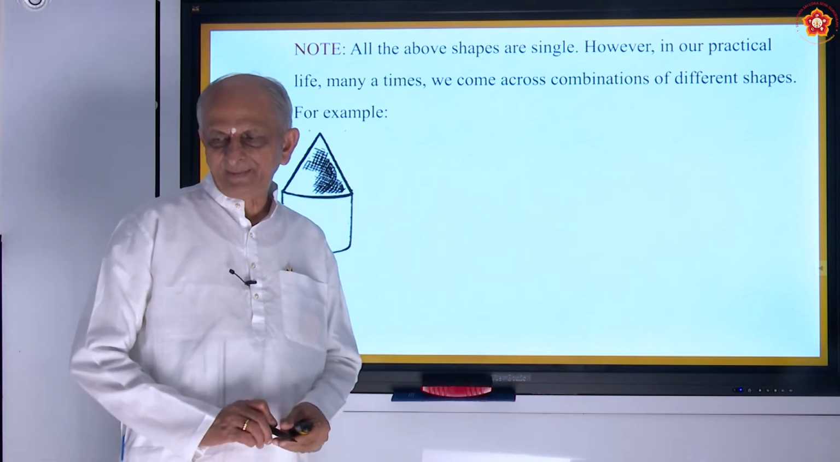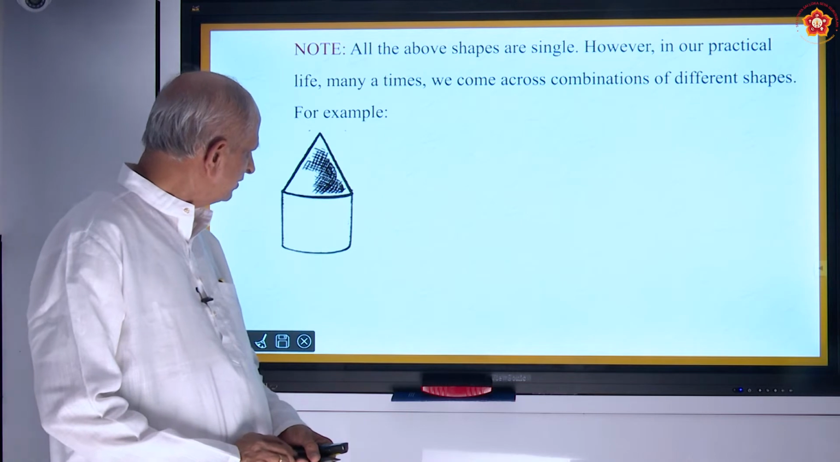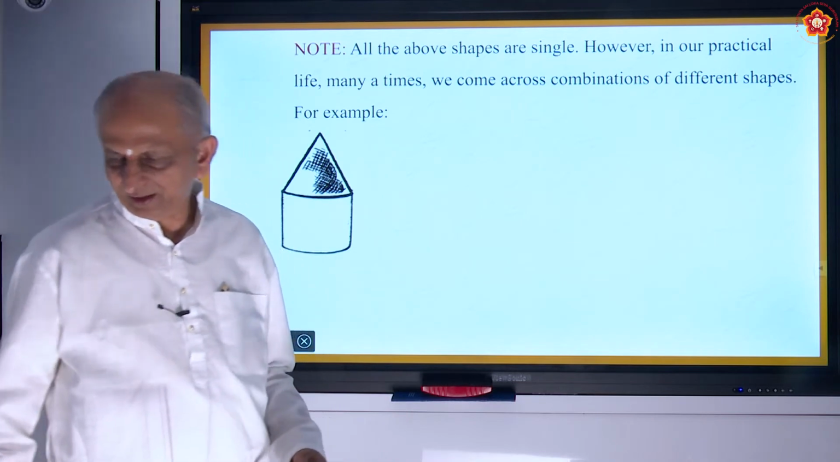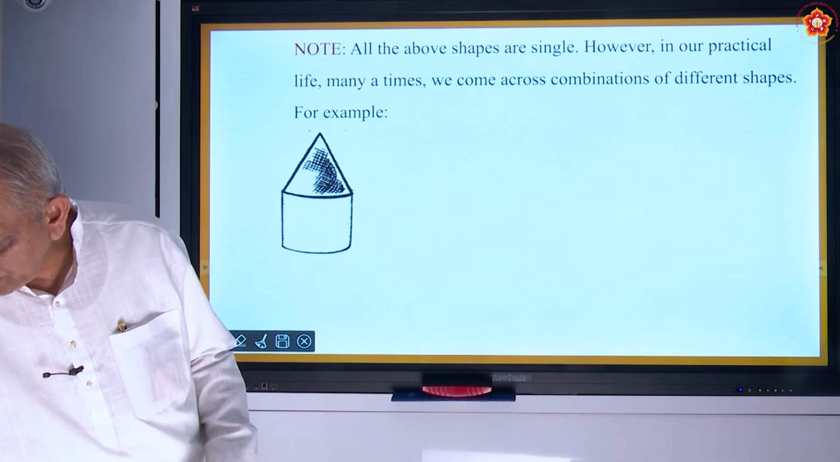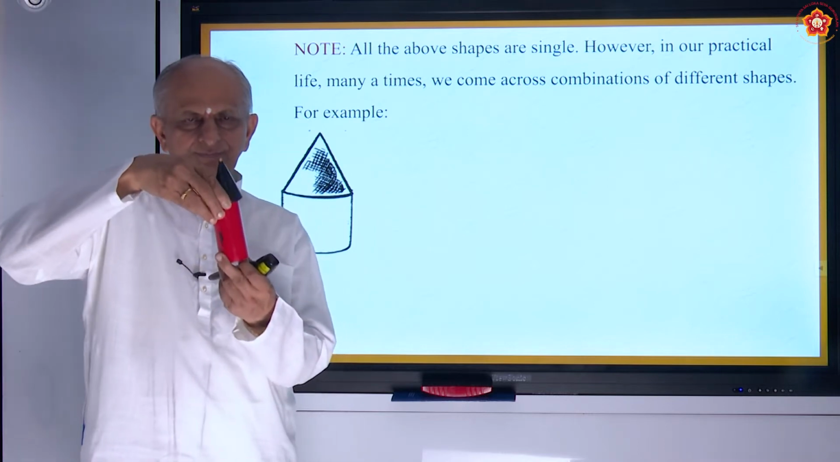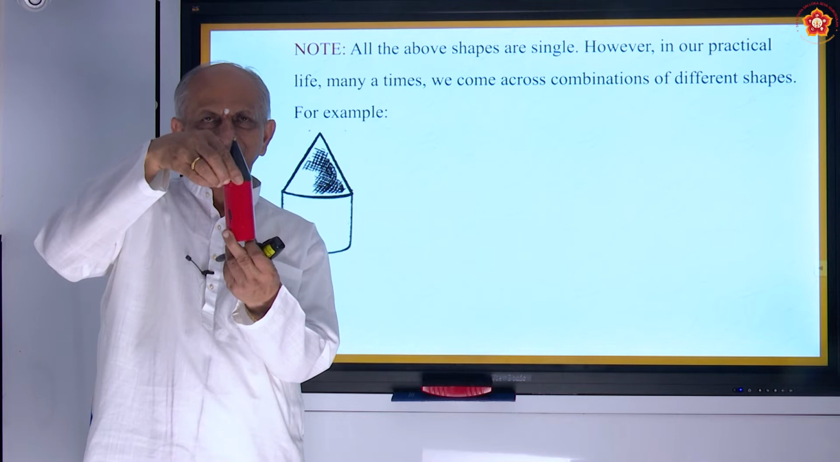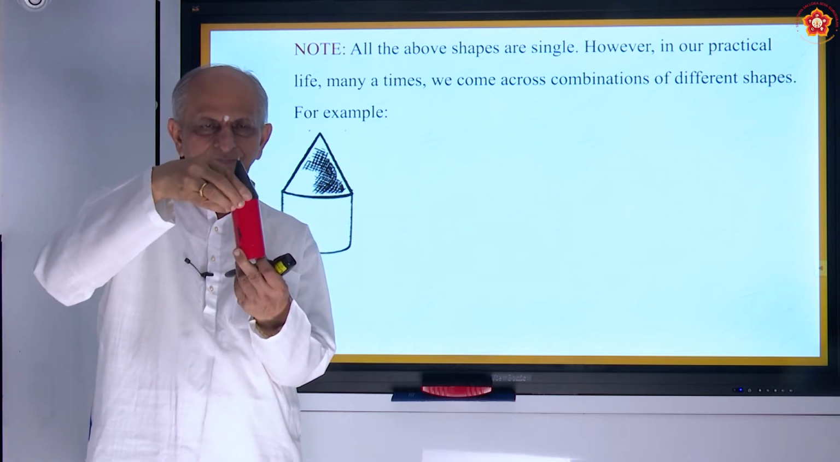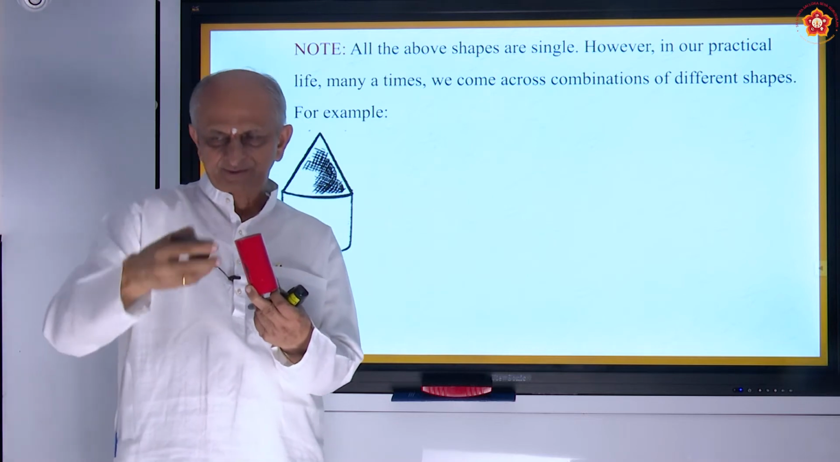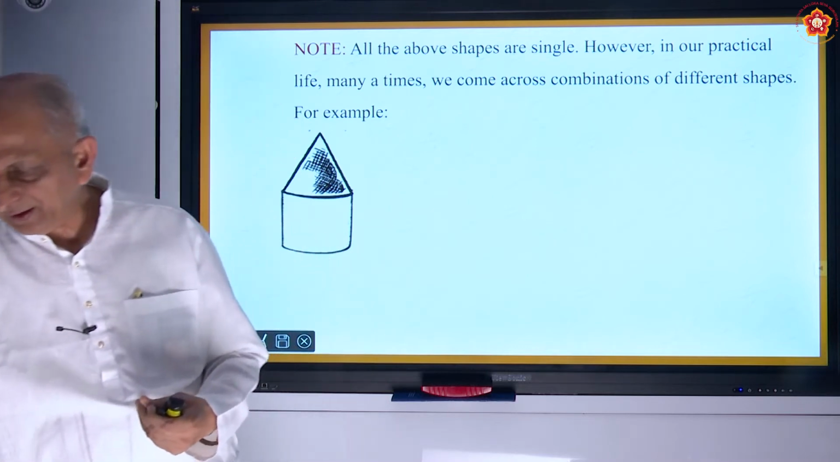If a cone is kept on a cylinder, something like this. Follow it? This is a cylinder at the bottom, cone at the top. So a combination of solids. Such things also we find.